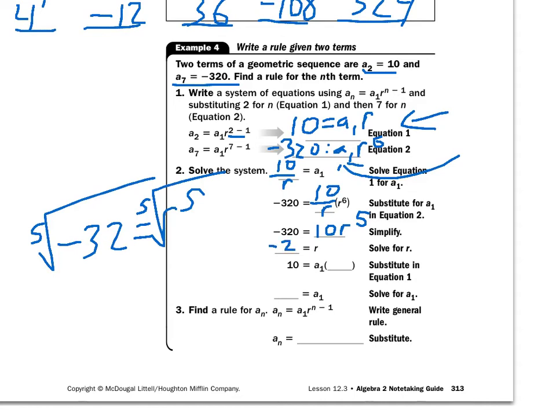10 equals a sub 1 times negative 2. Divide by negative 2, a sub 1 equals negative 5. Therefore, my equation is negative 5 times negative 2 to the n minus 1. That's a pretty tough one.